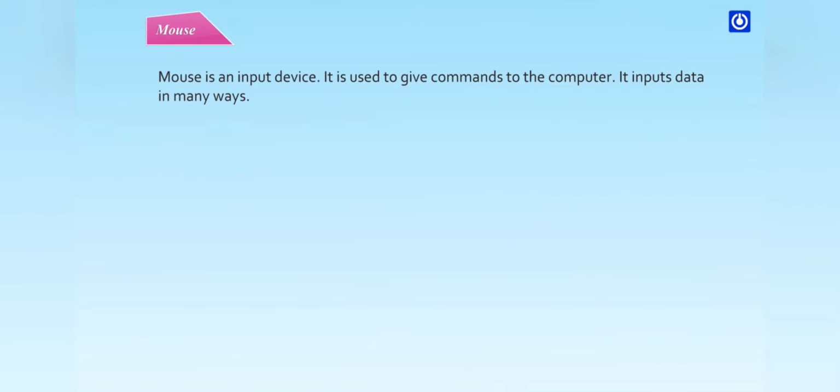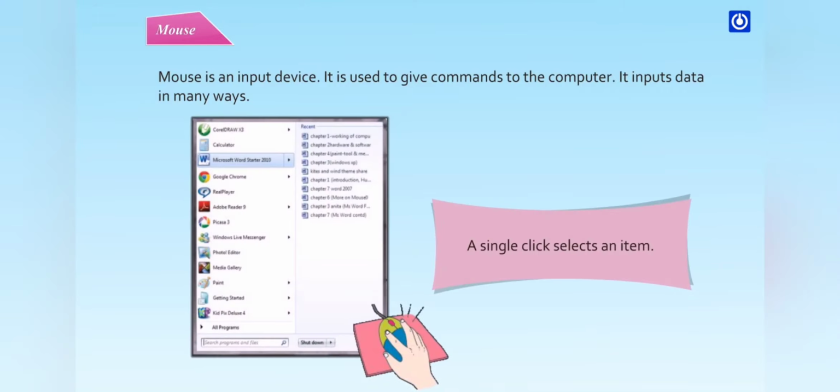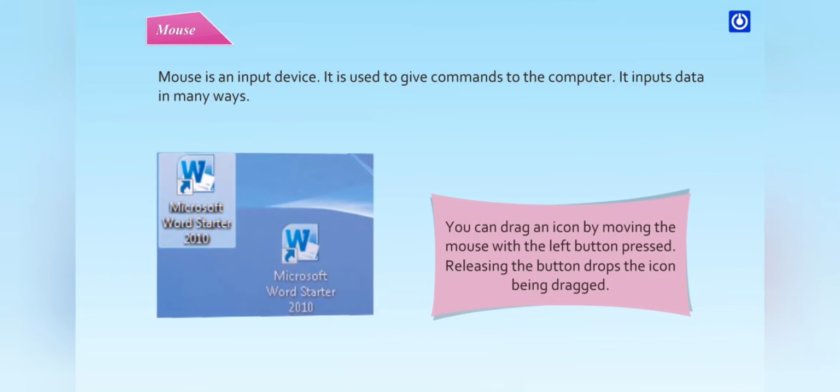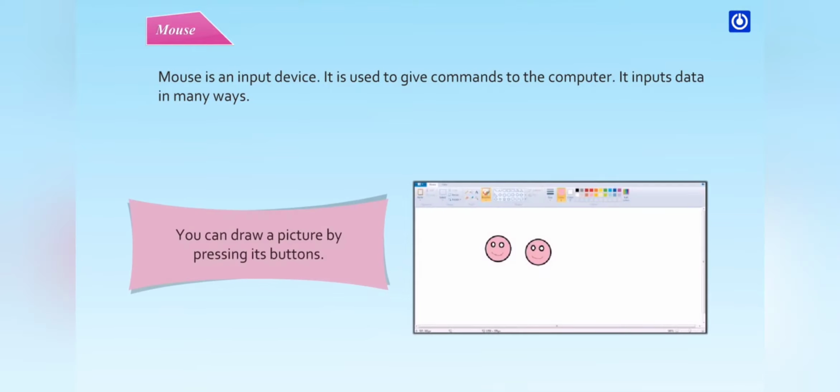Mouse. Mouse is an input device. It is used to give commands to the computer. It inputs data in many ways. A single click selects an item. Double-clicking an item opens a program. You can drag an icon by moving the mouse with the left button pressed. Releasing the button drops the icon being dragged. You can draw a picture by pressing its buttons.